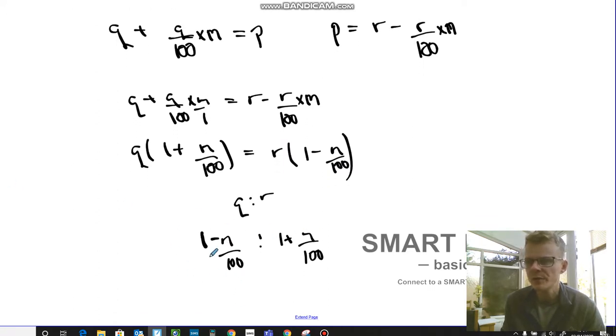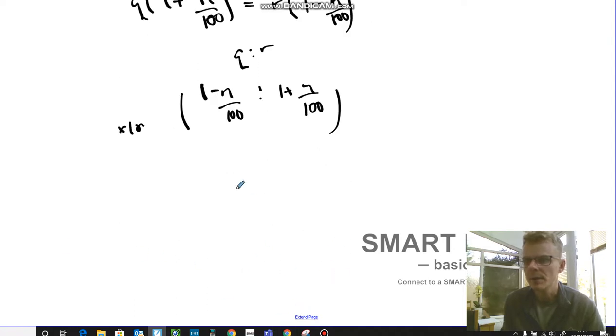And then to get the answer in the book, you just times both sides by 100, because it's a ratio, you can do that. You will end up with 100 minus m and then 100 plus m. I think it asked for it the way around, r to q, so that's why I think the answer in the book is the other way around there.